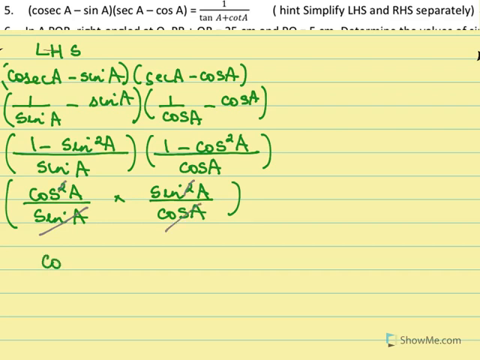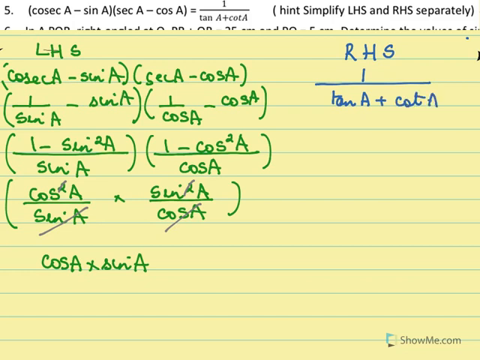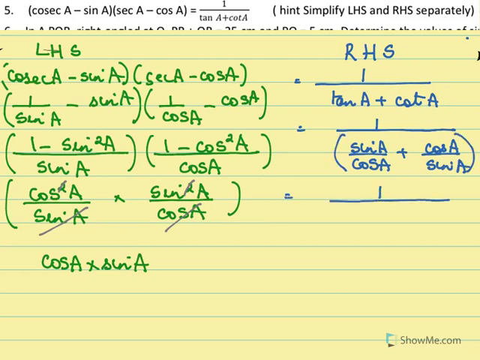So what remains behind is cos A into sin A. This is your left hand side. Let's go up and see what the right hand side is. The right hand side, they have given it as 1 over tan A plus cot A. So 1 over, for tan I'm going to put sin A over cos A, and for cot I'm going to put cos A over sin A. This is the denominator. Again, the numerator I keep as it is.